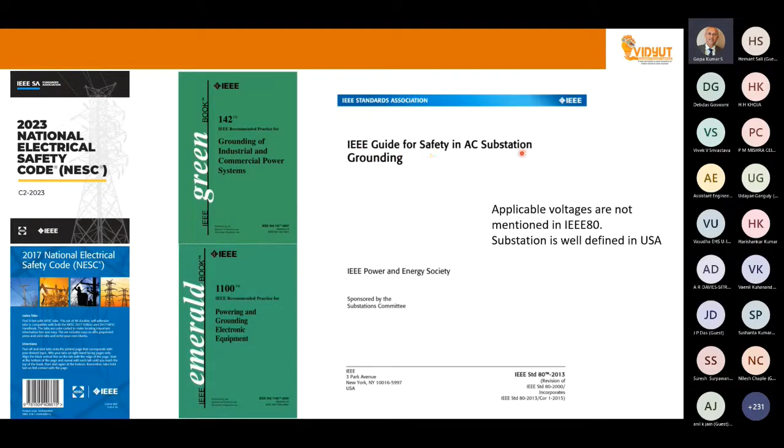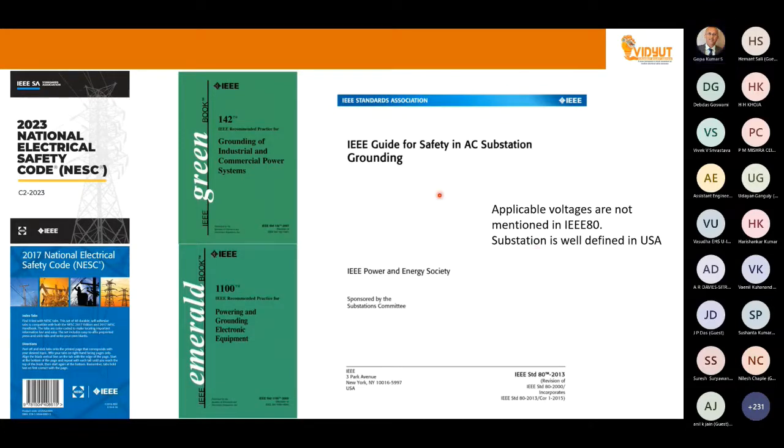Now come to the third one. IEEE guide for safety in substation. It's a guide. A guide is an alternate method to achieve safety. IEEE 80 is a guide. Also, please understand that this guide never mentions the applicable voltage. Up to what voltage this guide is applicable is never mentioned in this guide. And it says AC substation grounding. In America, the definition of AC substation is very well known, so they know how to use it.